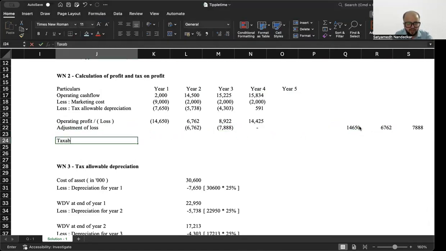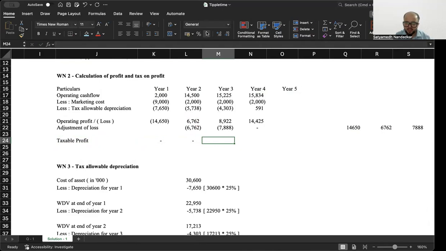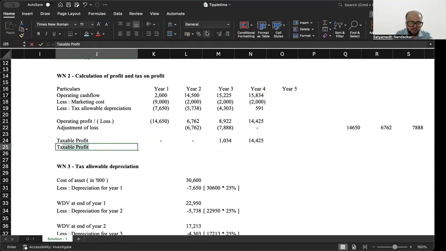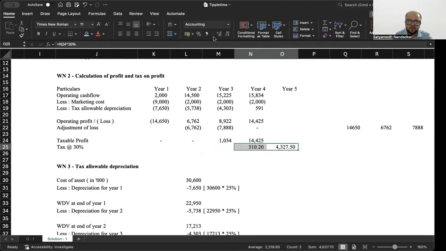And what is now my taxable profit? Year 1, no profit. Year 2, I had a profit of 6762, but then I absorbed my loss and my taxable profit was 0. Same thing happens in year 3. My total profit was 8922, but I adjusted a loss of 7888. So I'm left with a taxable profit of 1034 and then 14,425. What is my tax at the rate of 30%? Tax at the rate of 30% is 1 year in arrears, by the way. So 310 here and 4327.5 here.